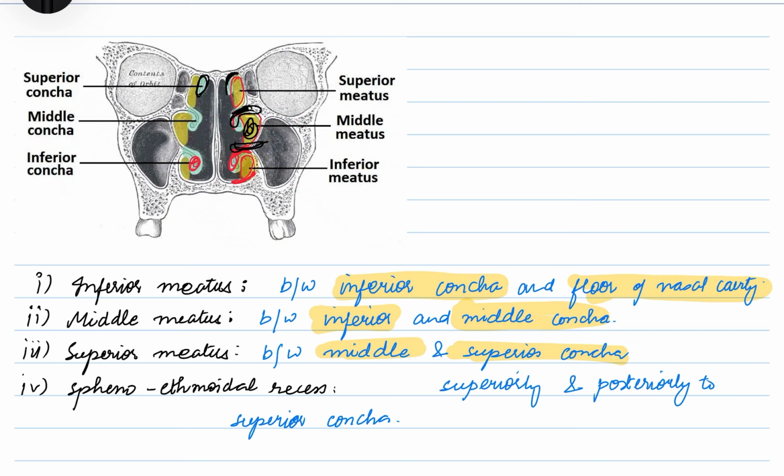That's all for today, and that's about the vomer, hyoid, nasal concha, and nasal septum.